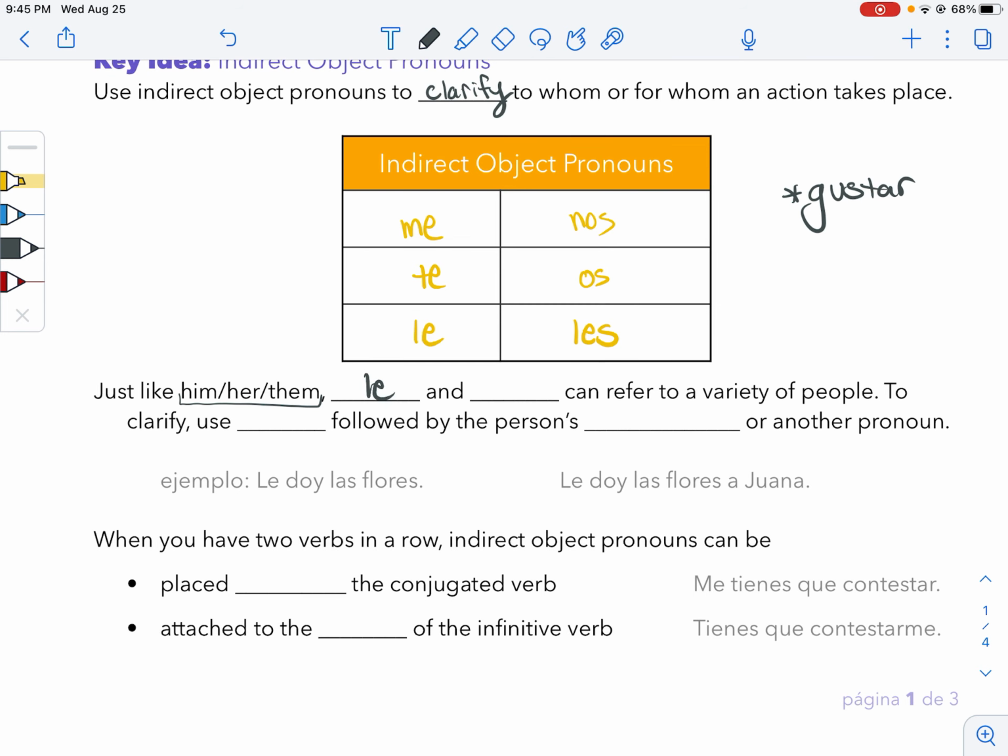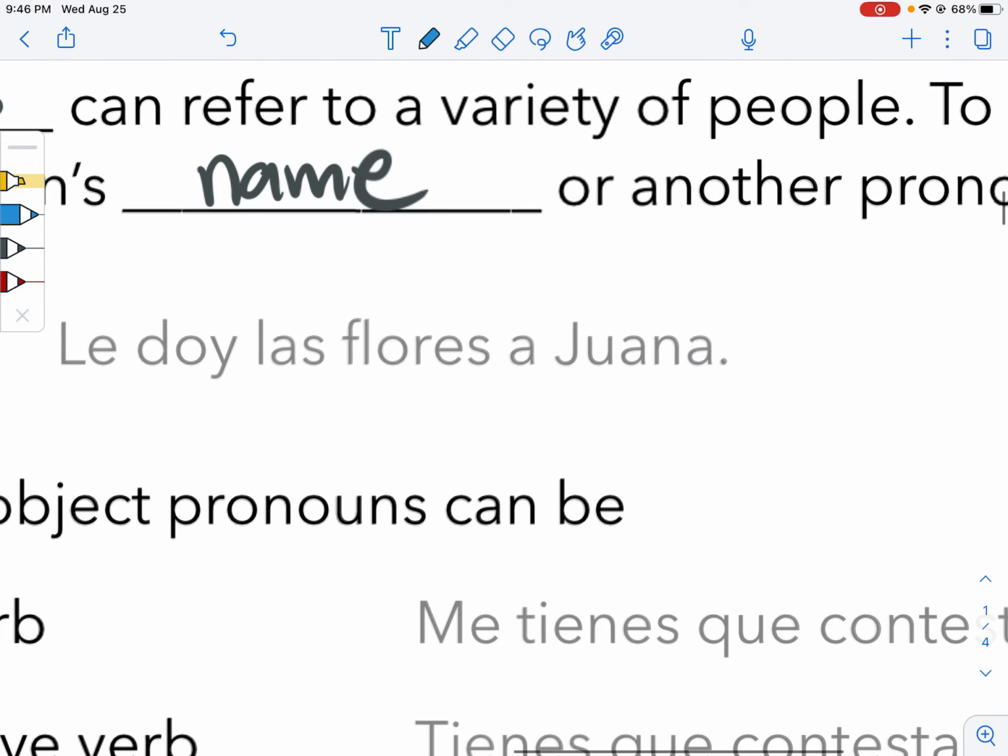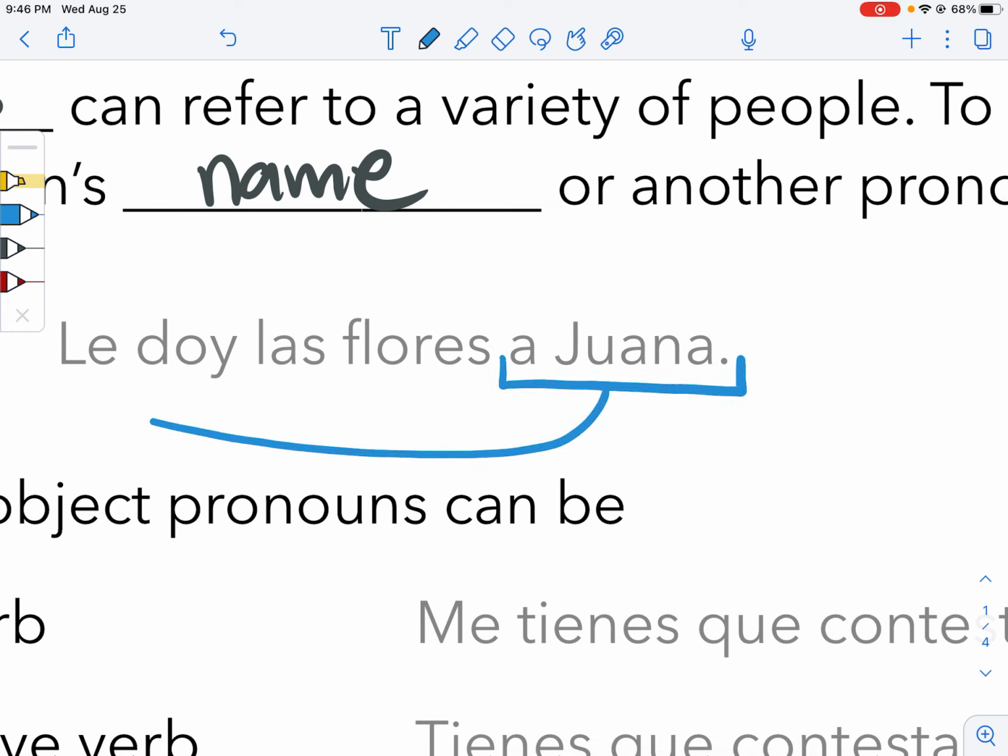Just like when we use le and les, if it's not clear, you can always throw in a followed by the person's name and that clarifies to whom you are talking about. So if you say, oh, le doy las flores, I don't know who you gave flowers to. Did you give him the flowers? Did you give her the flowers? Like, what? But we say, le doy las flores a Juana. I gave the flowers to Juana. Oh, okay, now I know who you're talking about.